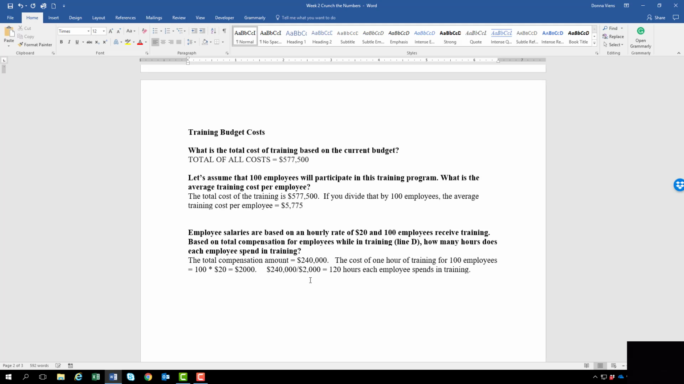And that's one of those things that you really want to take a look at when you are looking at your budget: what's the most important, bringing it down to the total hours, bringing it down to the total cost per hour, the number of employees. Work those numbers so that you know where you're at.